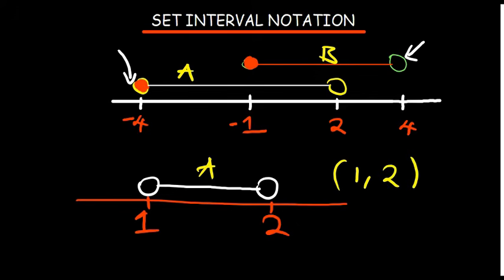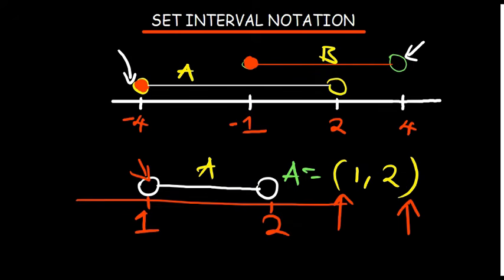So now notice the kind of brackets that I'm using. I'm using the curved brackets. Curved brackets are used to indicate when the endpoints are not shaded, or when the end numbers are not part of a set. So in this case, what it means is set A consists of numbers between 1 and 2, where 1 and 2 are not included.